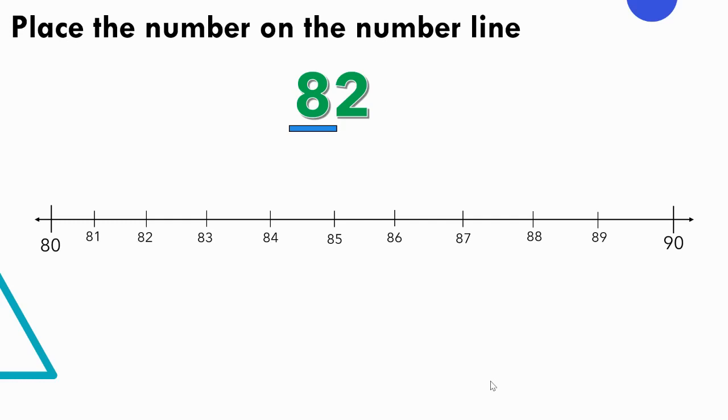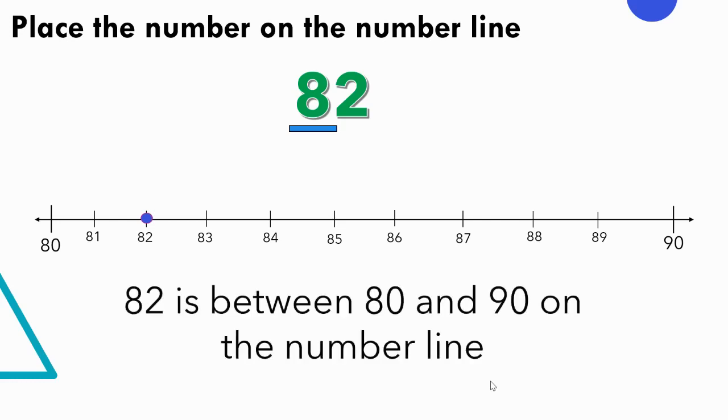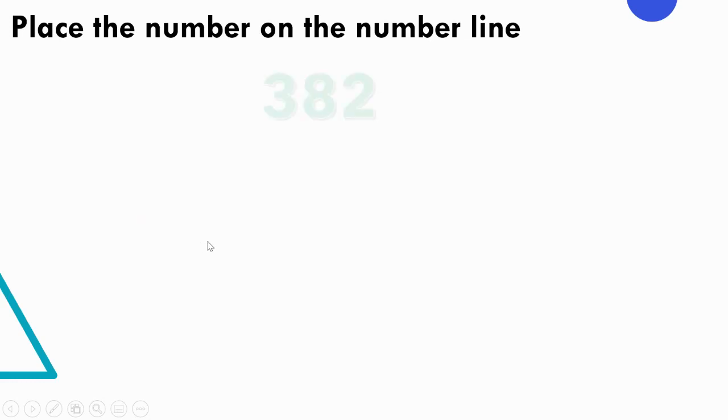Now that we've labeled our number line, we can go ahead and plot 82 on our number line. We're going to represent 82 with our blue circle. So we can see that 82 falls between 80 and 90. If we wanted to be more specific, we could even say that 82 falls between 81 and 83. Now let's go ahead and plot 382 on the number line.